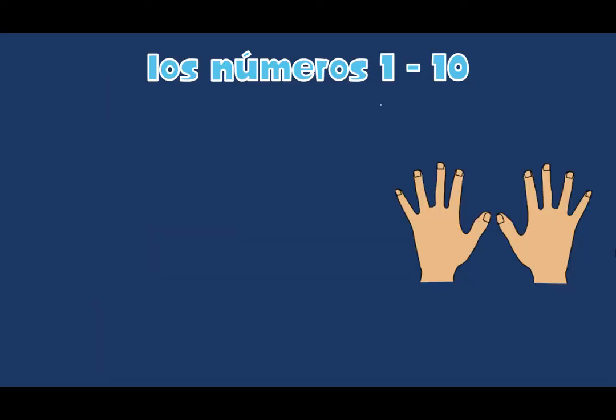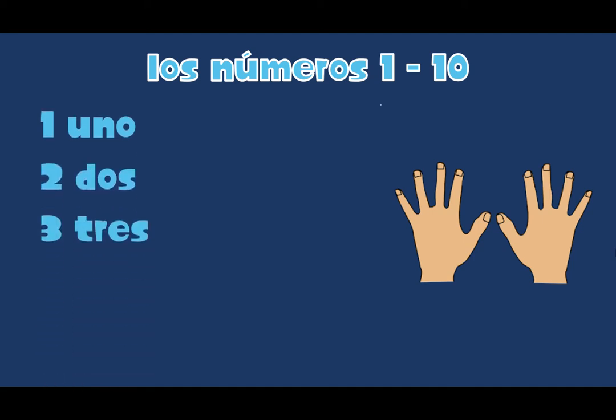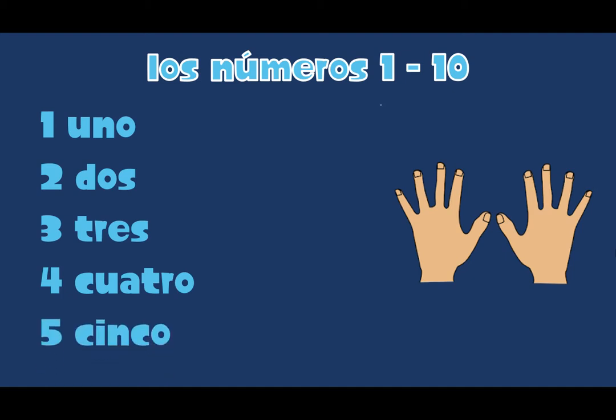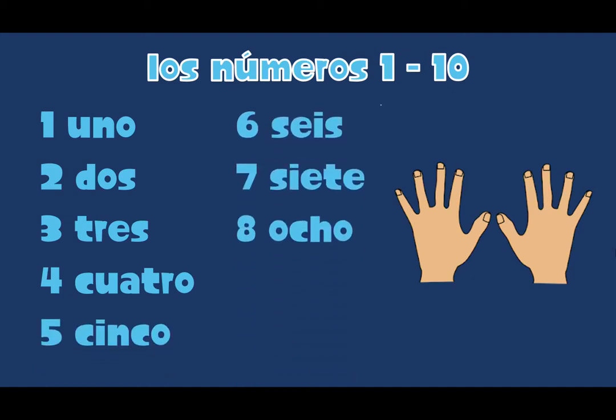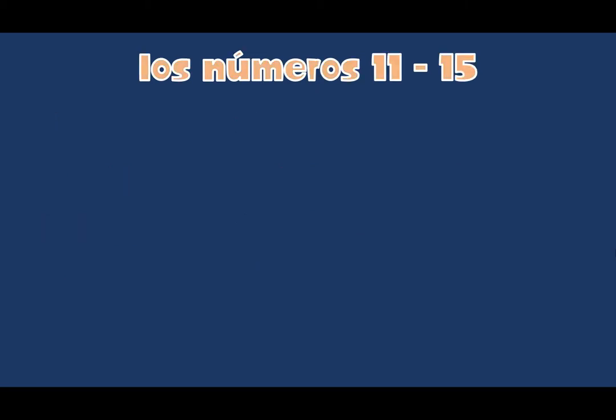Let's start with a review of the lower numbers. Los números 1 al 10. Say them with me. 1, 2, 3, 4, 5, 6, 7, 8, 9, 10. You can use these numbers to practice counting. These are the base numbers that we'll use as the single digits in all of our other numbers.